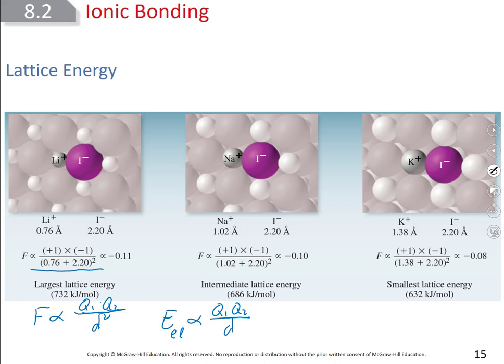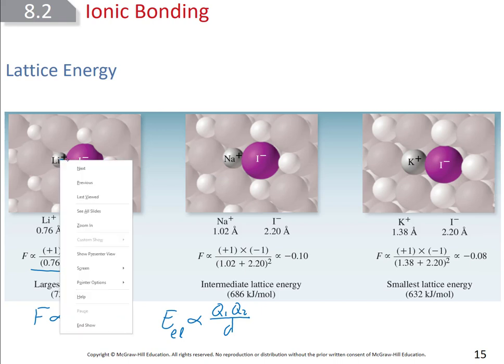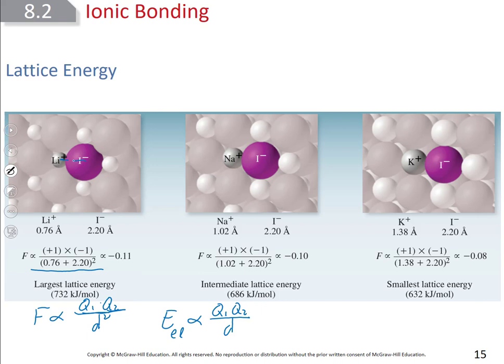So we know what Q1 and Q2 are. Those are just the charges on the ions. We know the charge on a group 1A metal is always 1 plus, and iodide is a halogen, group 7, so it's going to be 1 minus. So that's always going to be +1 and -1. But to find the distance between them, we're talking about the distance from the center of one to the center of the other. So the center of this lithium to the center of the iodide. To find that distance, we're going to add up the radii of these two ions.